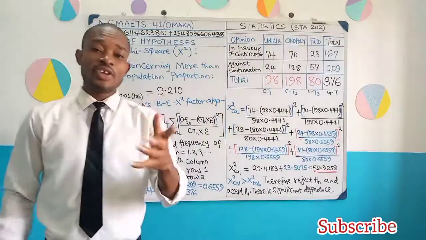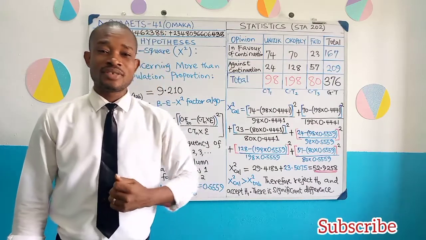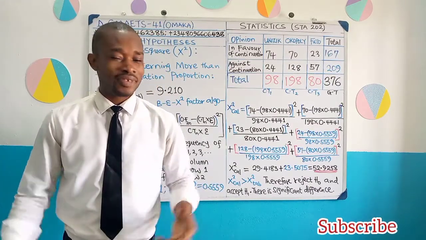Alright, in our next video, we are going to see how we can use chi-square to carry out test of independence.